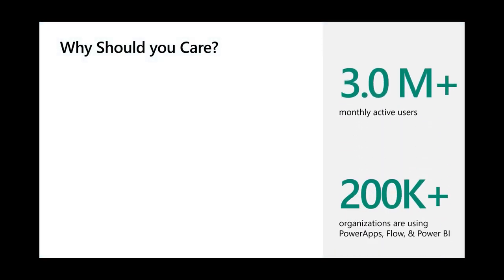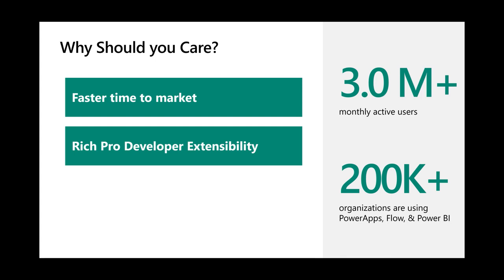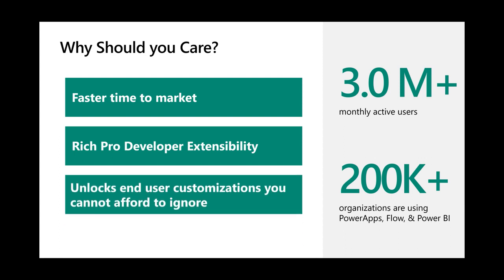So why should you care? I've covered most of this. First of all, it is faster time to market because you don't need to spend your time standing up a provisioning service. You don't need to spend your time defining schemas for each of the apps you're building. We give you schemas for the common entities or tables out of the box. You don't have to spend your energy defining a framework for business logic, for data flows, etc. That is out of the box. Also, this rich developer pro extensibility that we have been hiding pretty well is there as well.